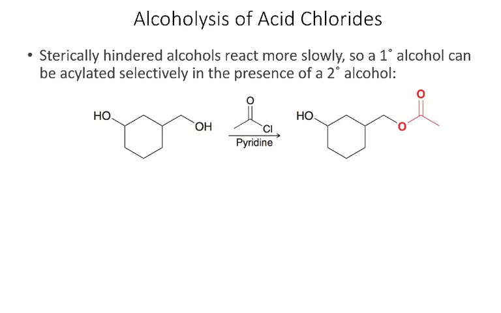So we're still thinking about alcoholysis of acid chlorides, so we're going to react them with an alcohol. But what's important from this slide is that sterically hindered alcohols react more slowly. So a primary alcohol is going to be selectively acylated when in the presence of a secondary alcohol. So this alcohol is more sterically hindered. This alcohol is less sterically hindered. So the alcoholysis is going to occur selectively with the primary alcohol. And so we'll get mostly this product as opposed to having the carbonyl group coming off of this oxygen.